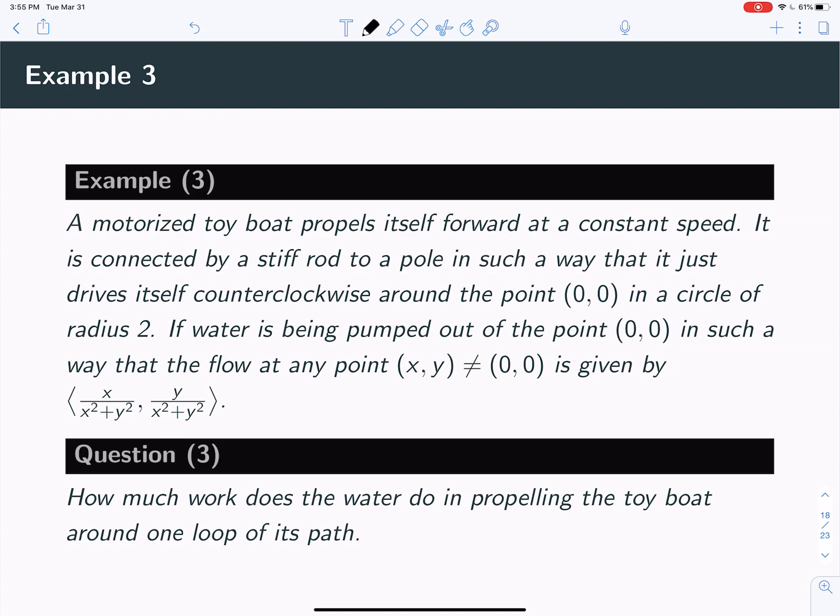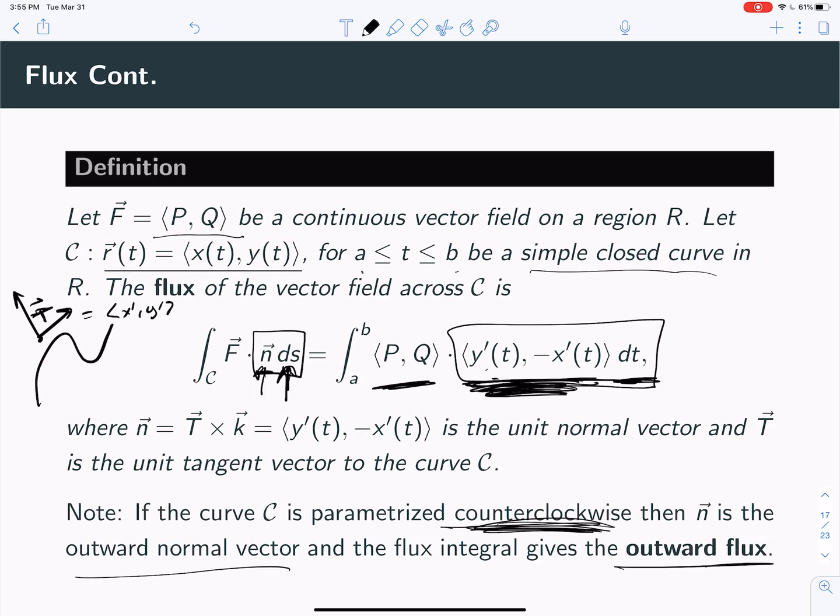So keep an eye out for that when you're doing these problems. All right, and in the next video, we'll do some example problems of how to compute flux and circulation. So stay tuned for the next one, and we'll do some examples.